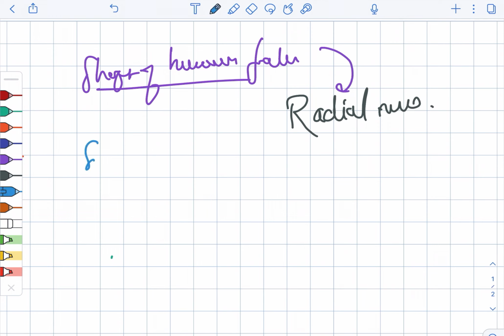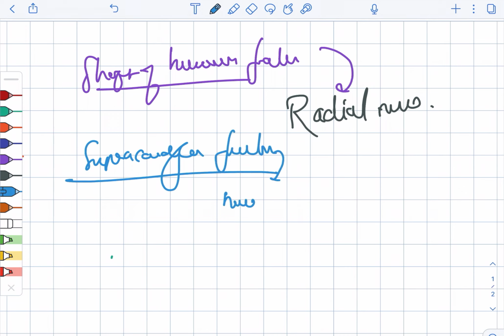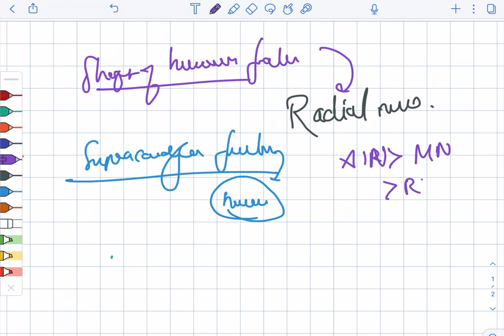Next, looking at the supracondylar fracture. This is of the humerus. In the supracondylar fracture of the humerus, this involves the anterior interosseous nerve greater than the median nerve greater than the radial nerve.